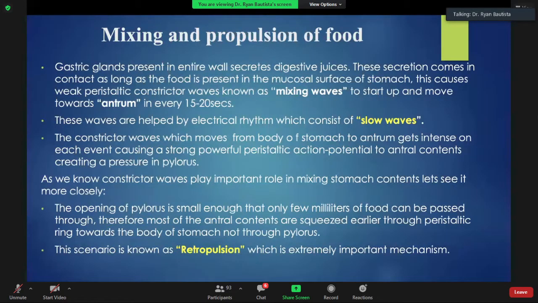So what do we call this? Your mixing and propulsion of food. Okay, I think I should draw that so you can easily remember what I'm talking about, because I'm going to ask this definitely. Oh my God. Sorry. One minute.